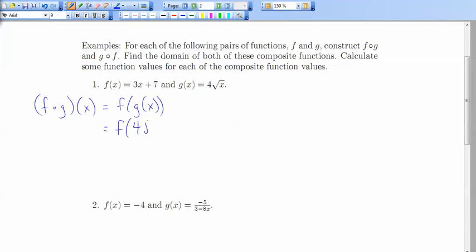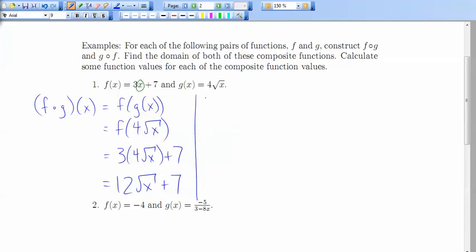It's 4 root x. And if I plug that into f, everywhere I see an x in my definition of f, I replace it with 4 root x. So I'd have 3 times 4 root x plus 7. I should just clean that up. All right, there we are in simplest terms. There's f of g of x. So for instance, if I wanted to calculate f of g of 1, I'd get 12 times root 1 plus 7, that'd be 19.